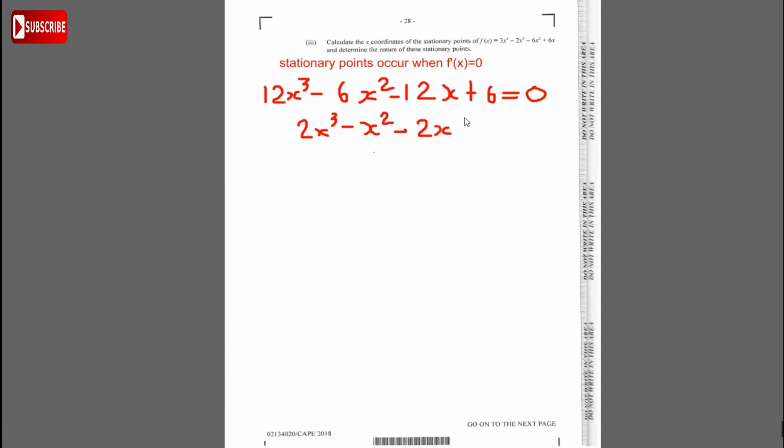Dividing through again, we get plus 1, and this is equal to 0. If you're wondering what I did, all I did was divide through the expression by 6. So we're going to solve this cubic equation.